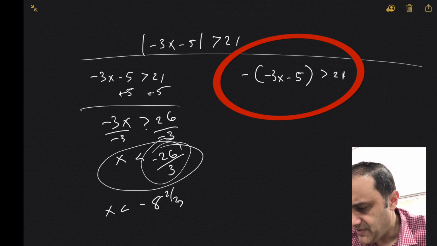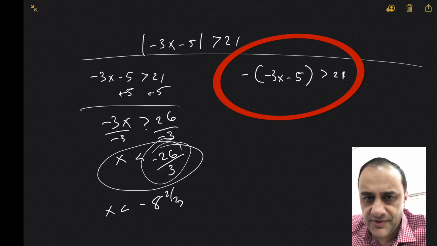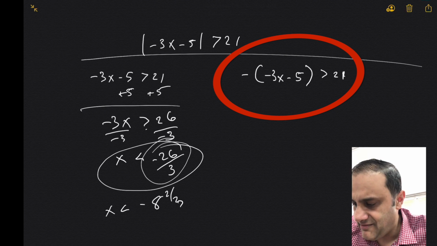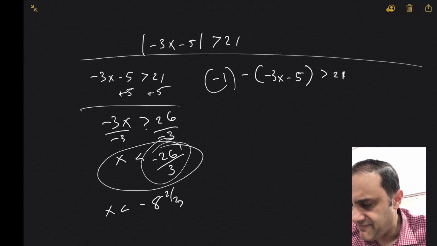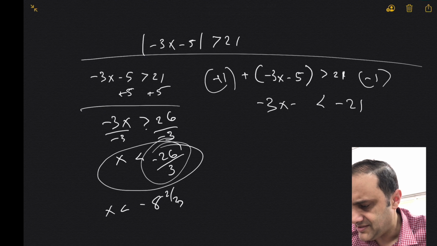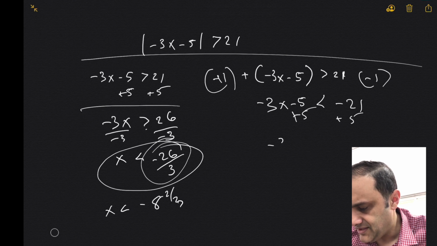Over here, we have the negative of -3x minus 5 is greater than 21. What some people do is they get rid of that negative right off the bat, by multiplying each side by -1 just to get rid of this. And then we flip the sign, we have negative 21. So then we have -3x minus 5 is less than negative 21. Then we add 5 to each side. So we get -3x is less than negative 16.